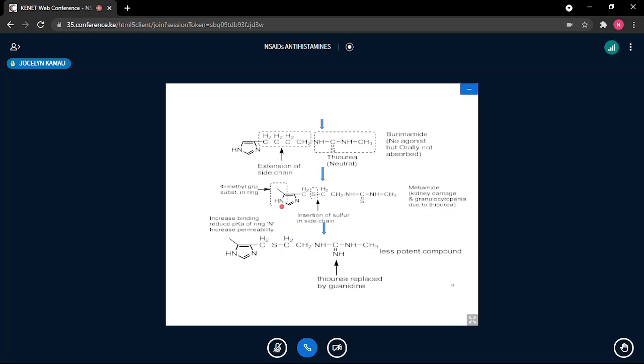So I hope we are together there. That is very important for us to understand: the way those tautomers bind the H2 receptor is different, with the tele tautomer binding the receptor better than the pi tautomer.